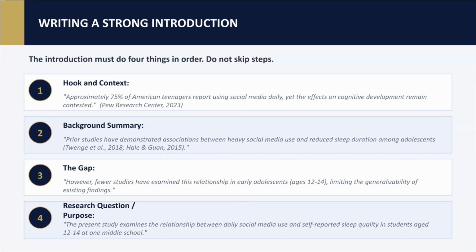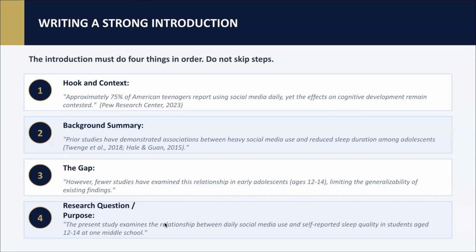So, writing a strong introduction. The introduction has to do 4 things in order, and there's no skipping steps. So, number 1, the hook and the context. An example: approximately 75% of American teenagers report using social media daily, yet the effects on cognitive development remain contested. So it's very specific. There's a percentage point. It's a very specific hook, and there's context given.